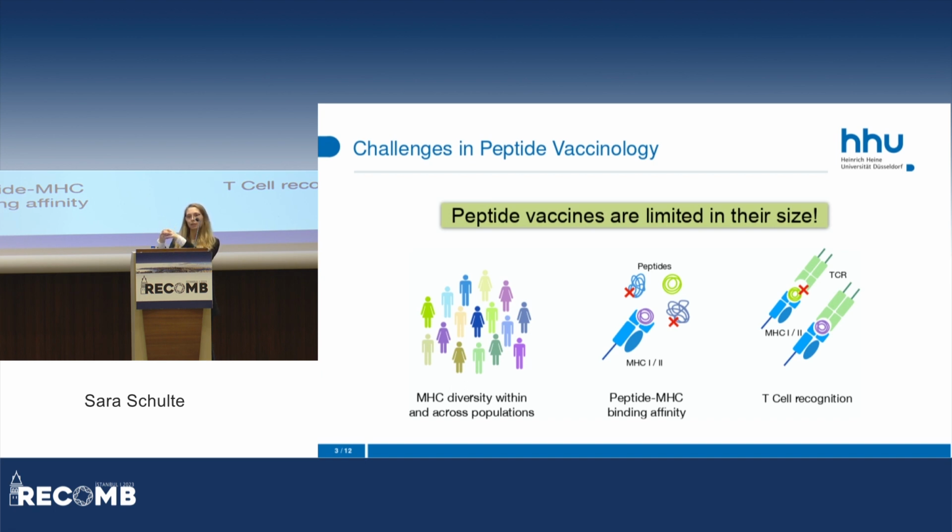But even if an MHC molecule binds and presents a peptide, that again does not necessarily mean that it is also recognized by T cells. And on top of all that is the challenge that peptide vaccines are limited in their size. With only a limited number of peptides, you're not likely to cover each and every individual of your target population, especially not the ones with rare MHC types, for example.